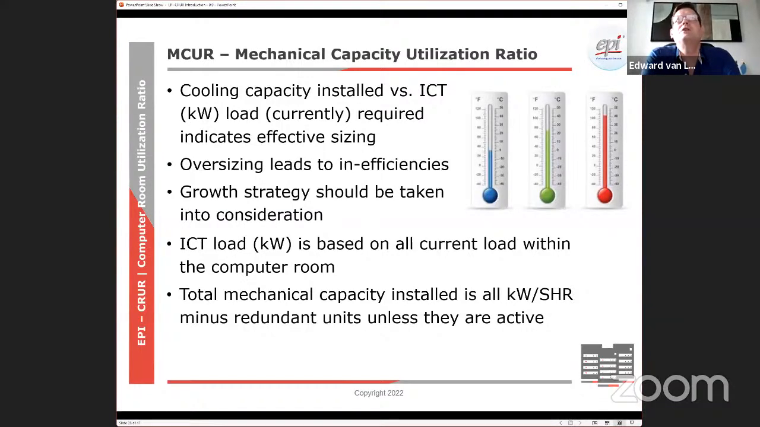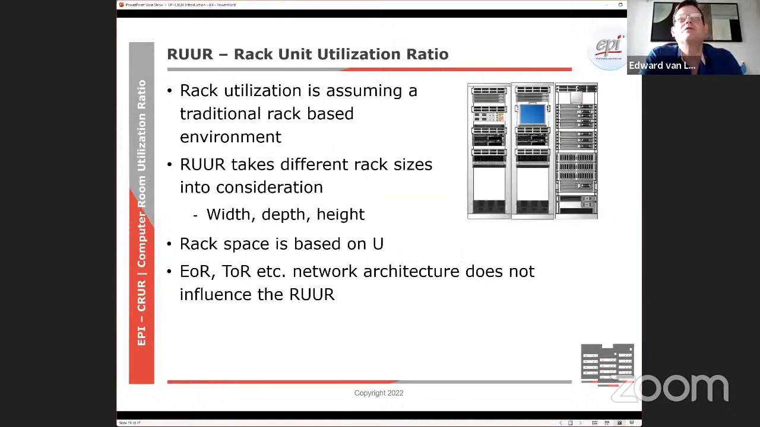Another metric is the MCUR, the mechanical capacity utilization. This is basically looking at how much IT heat load you have in the computer room versus how much cooling capacity you have installed. Again, the relationship should be theoretically 1-to-1. If you have 100 kilowatt of IT load, then you should not need more than 100 kilowatt of mechanical equipment systems installed. And when we talk about kilowatt for the mechanical systems, we're looking at the SHR, which is the sensible heat ratio capacity. So again, overcapacity will lead to losses both at the CapEx and OpEx level.